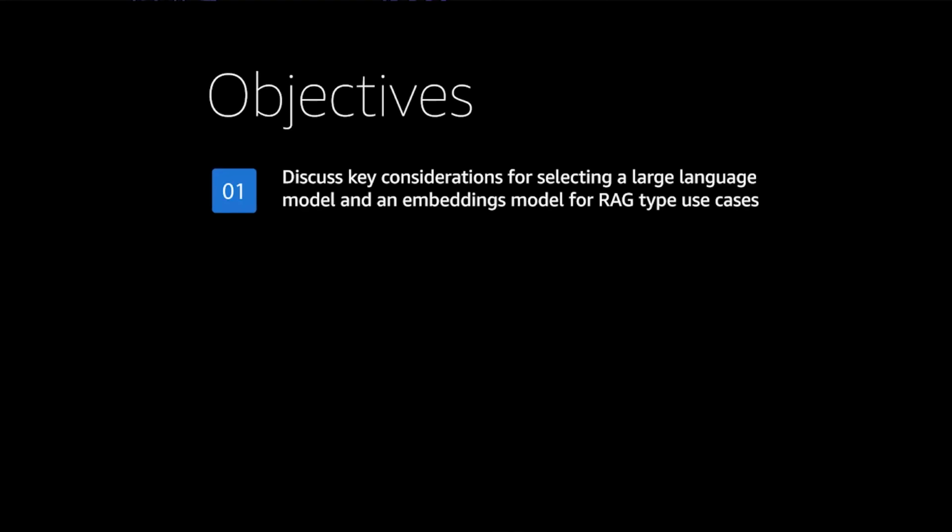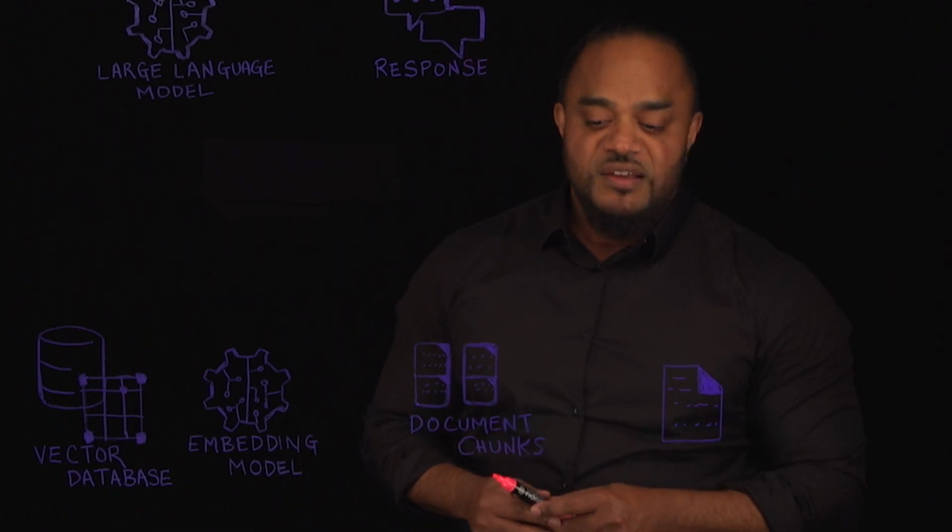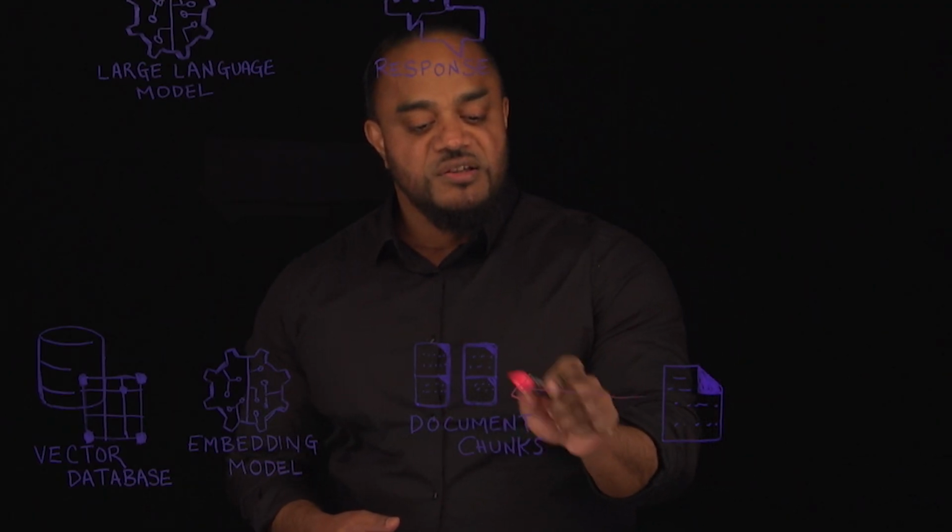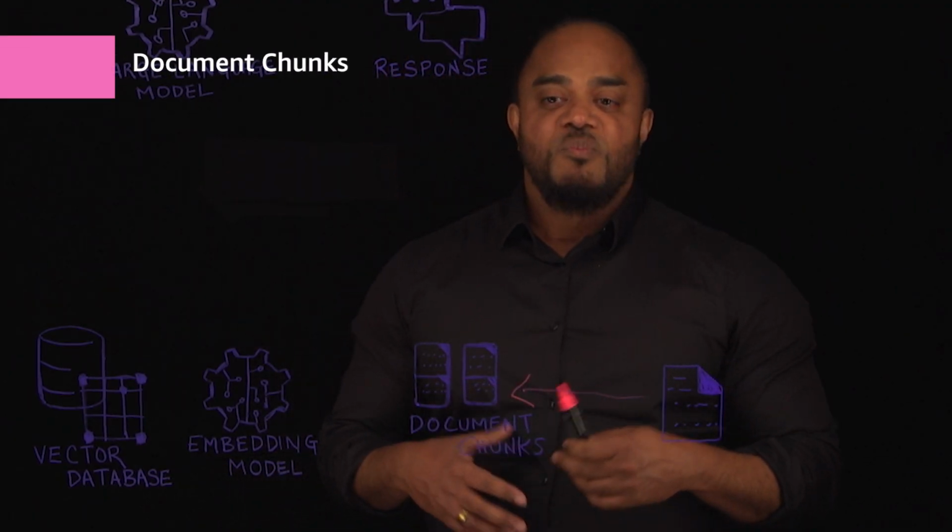I wanted to discuss the key considerations for selecting a large language model and an embeddings model for RAG type use cases. So let's say you have a corpus of documents and you want to make this corpus of documents searchable. You initially have to turn these documents into document chunks, which are smaller token representations of your data. We create chunks because it's more memory efficient than actually scanning in the entire document set.